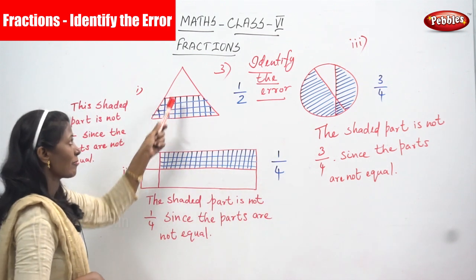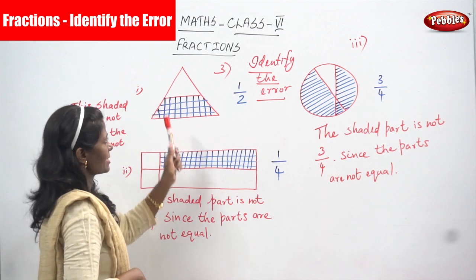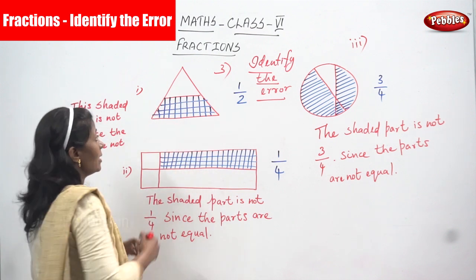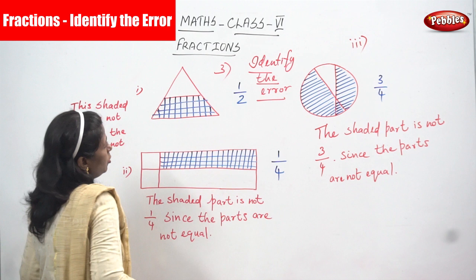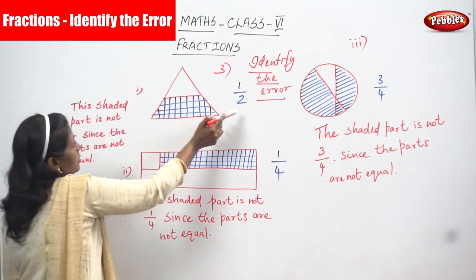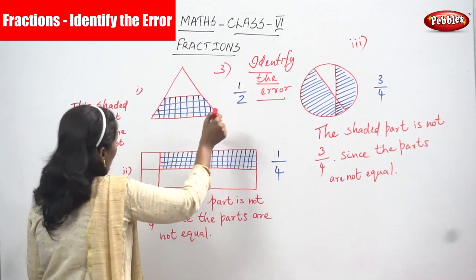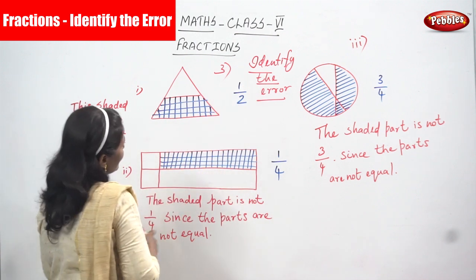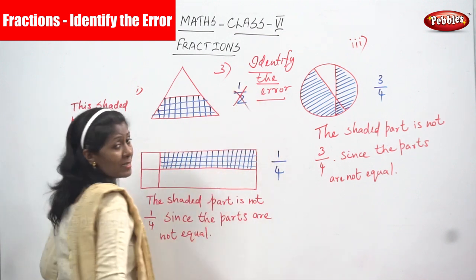Whatever the object may be, you have to cut it into equal parts. In this object, I have cut it into two parts, but these two parts are not equal. This is greater, this is smaller. So I have written 1 by 2, but actually it is not 1 by 2 since the parts are not equal.